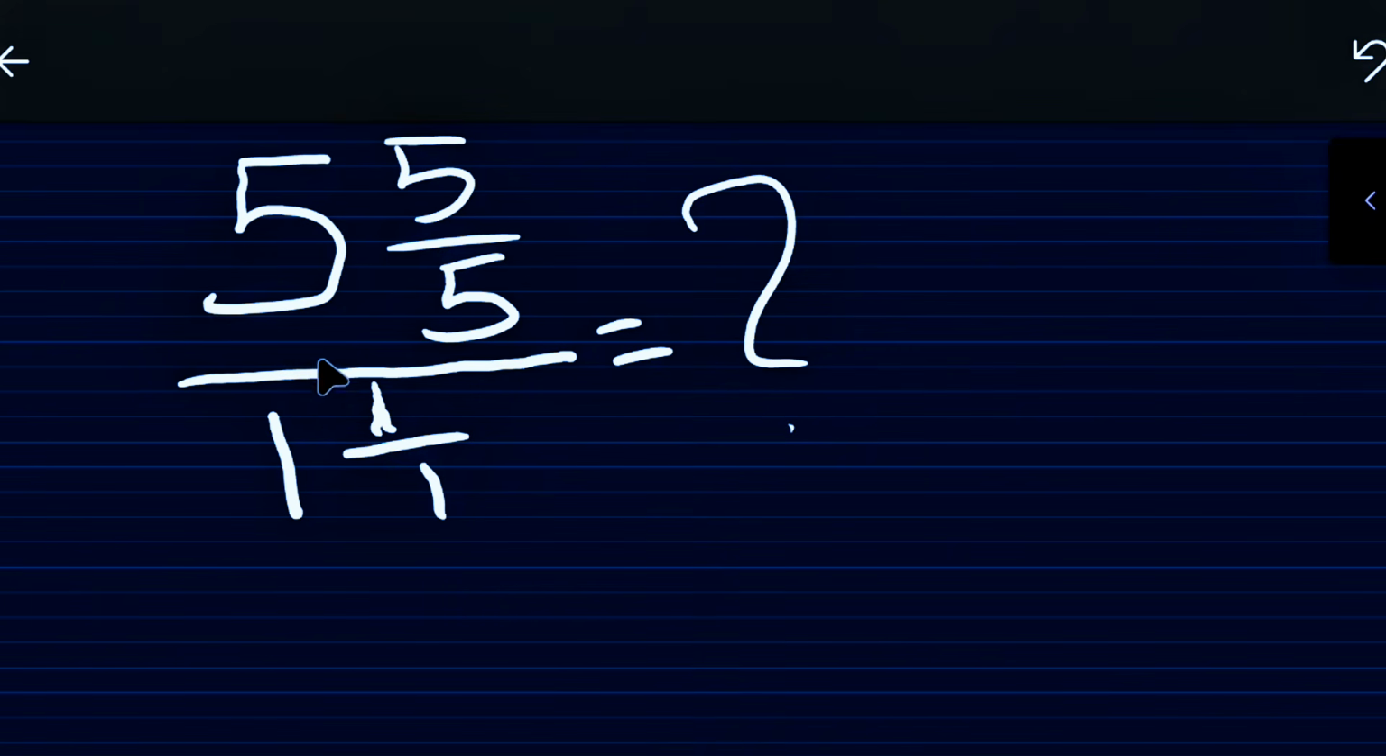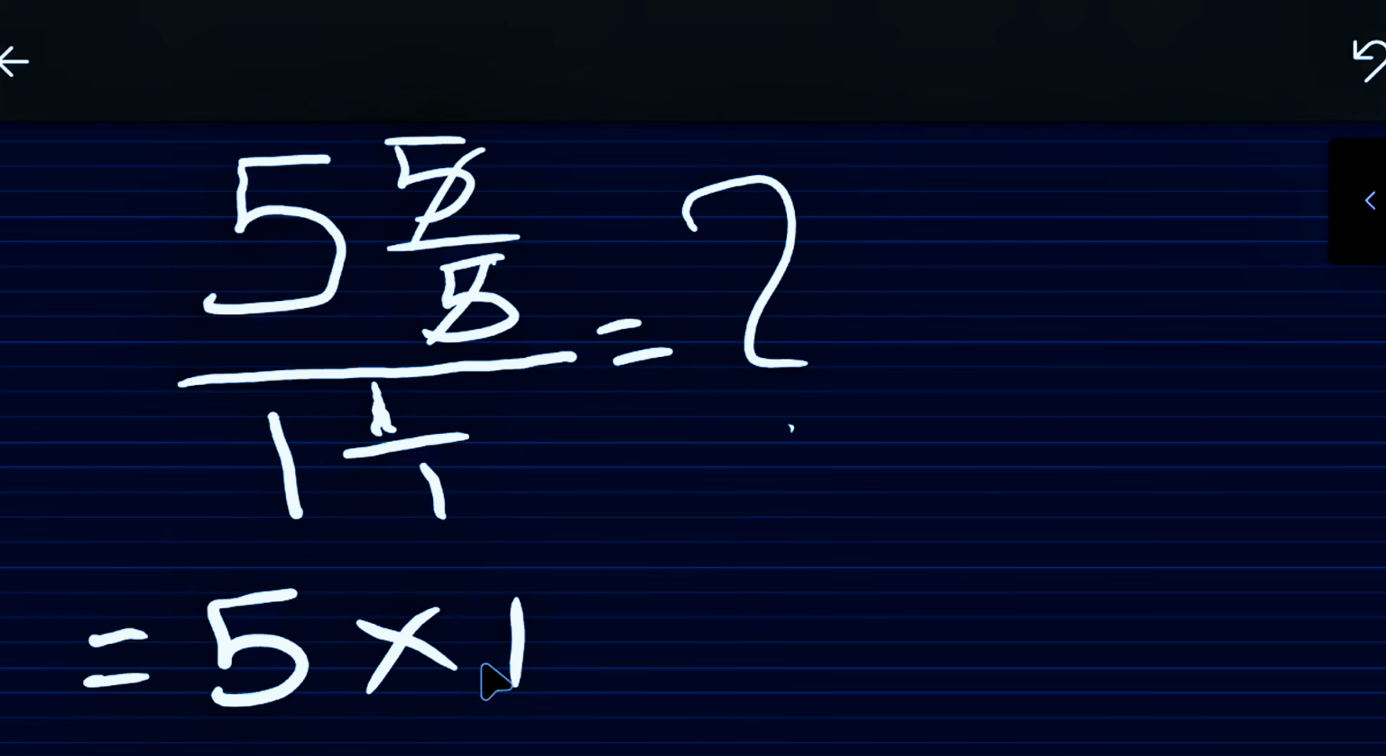This particular expression challenged both students and adults. Many students and adults got this particular question wrong. What did they do? Most of them used this 5 to divide this 5 and they had 1. So in the numerator, they had 5 times 1.